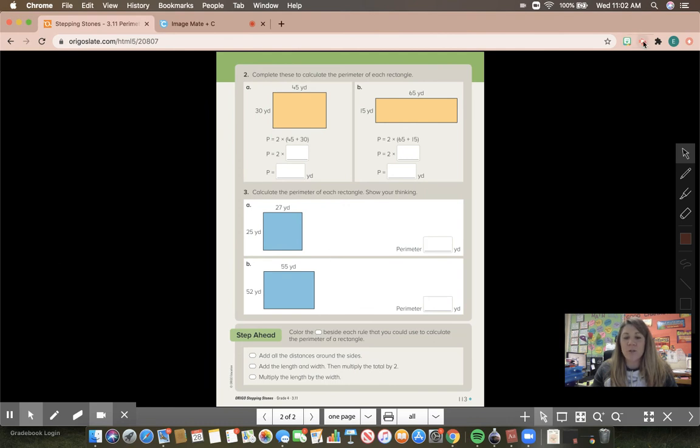All right. Good luck, boys and girls. Remember, this is the perimeter around the outside. The area is when we use an array to figure out what is on the inside. All right. Good luck.